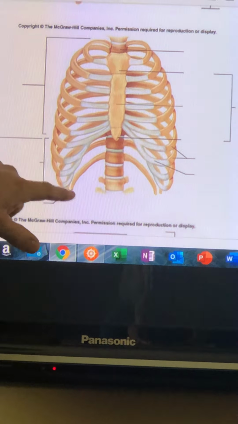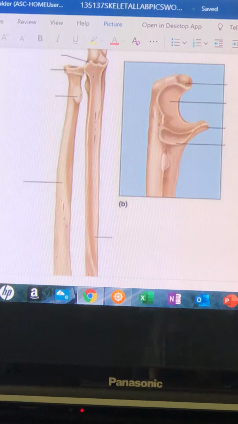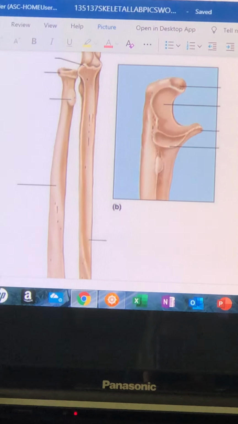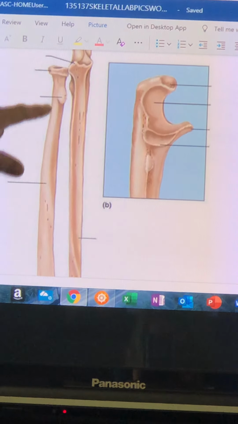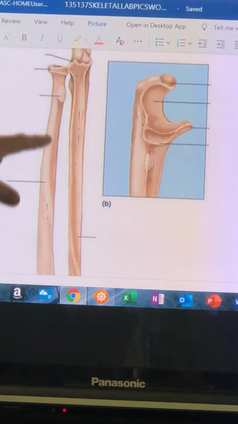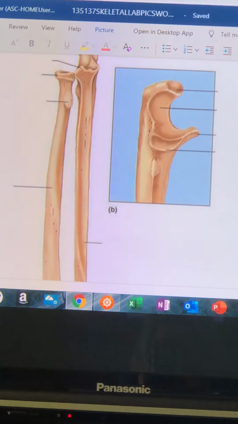Okay, this is the radius and ulna, and I just simply want you to know which bone is which. Again, this is a right arm. The thumb side bone is the radius. So in anatomical position, this is on the thumb side, this is on the little finger side. This is the radius, this is the ulna. Just know the difference in them.